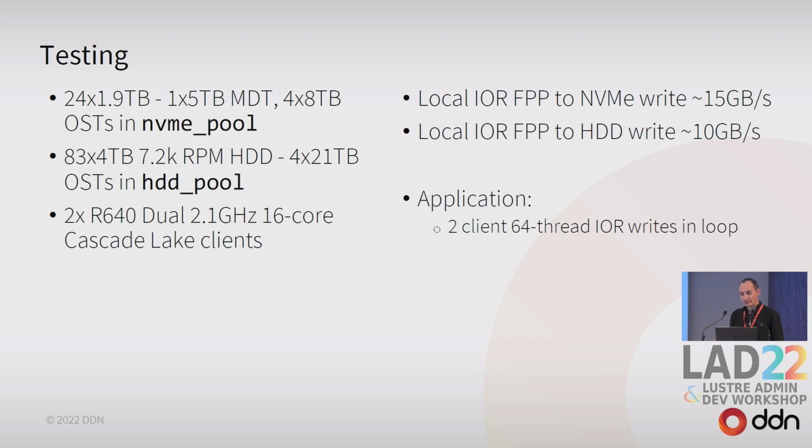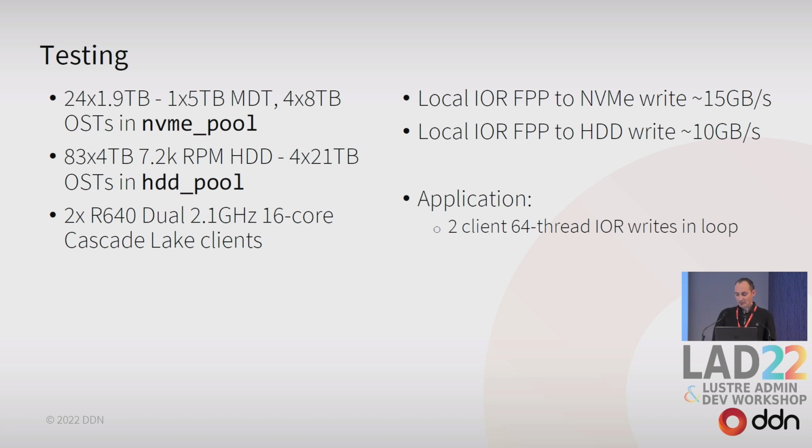Okay, so I just want to present a small test we've made. This is on this configuration. We have obviously one flash pool on NVMe and one disk pool that is using rotational disks. If we write directly to the NVMe storage at the backend level, we have a performance of around 15 gigabytes per second. And if we write directly to the disk storage, so rotational storage, we have around 10 gigabytes per second. And the test consists in running IOR in a loop from 2 clients.